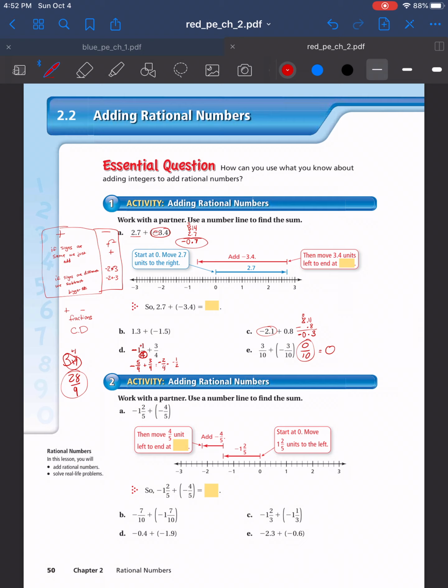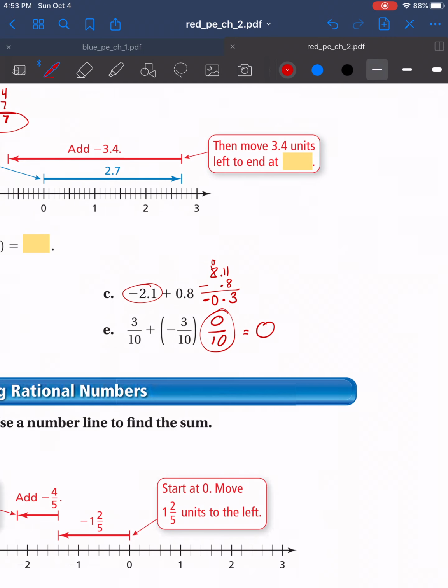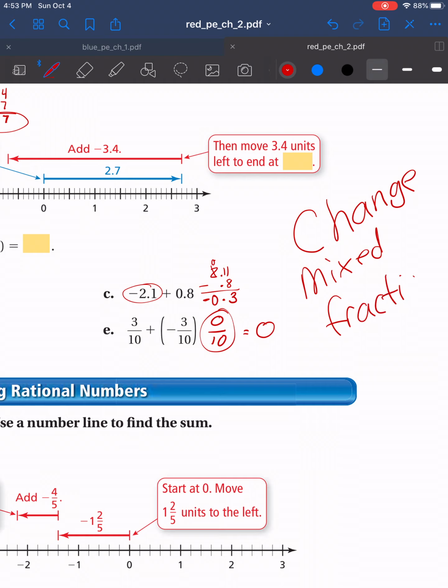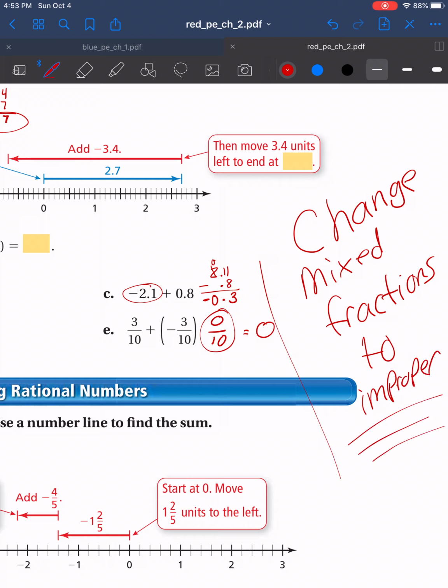I wish I was here at school because, man, I'd love to do these ones with you and stress how important it is that you remember these few things. In your notes, write this down. Write down: change mixed fractions to improper. You have to do that first, okay?